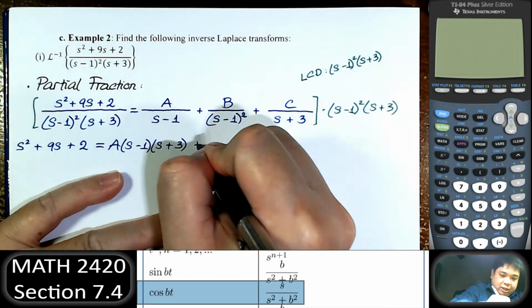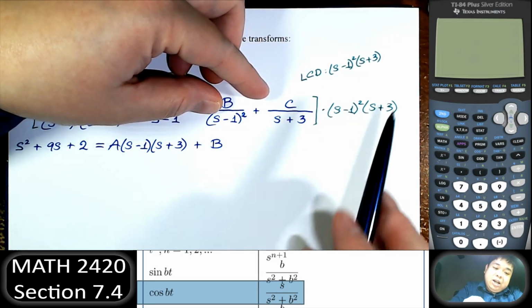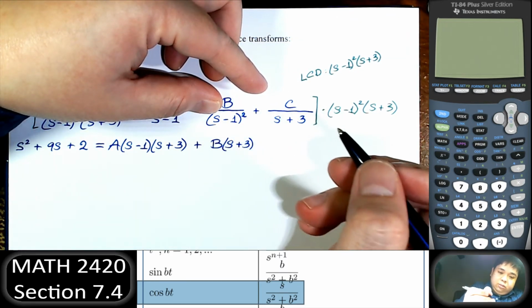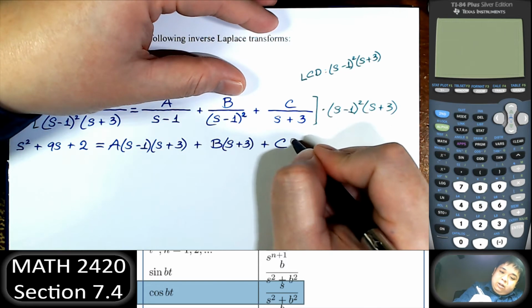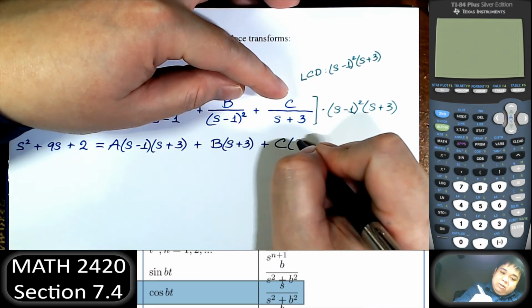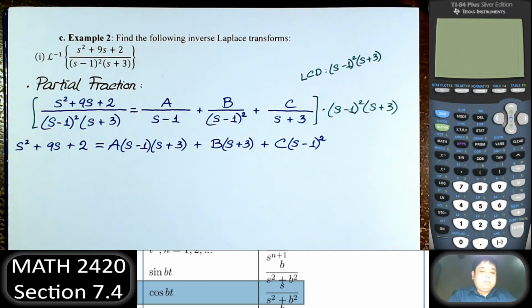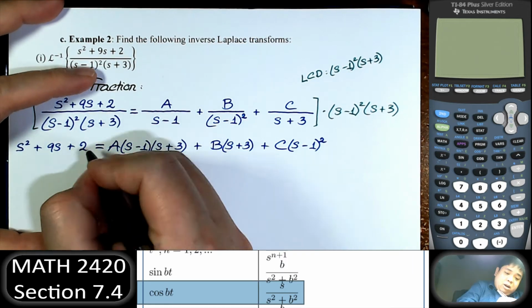For B, if we multiply out, s minus 1 cancels out, we have s plus 3, that's all, right? And then for C, we have s minus 1, s plus 3 cancel, we have (s minus 1) squared. Right, now just multiply it out, match the coefficients, and solve it. This is like what we did back then with the undetermined coefficients, and that's exactly what we do here. It's called the undetermined coefficients.